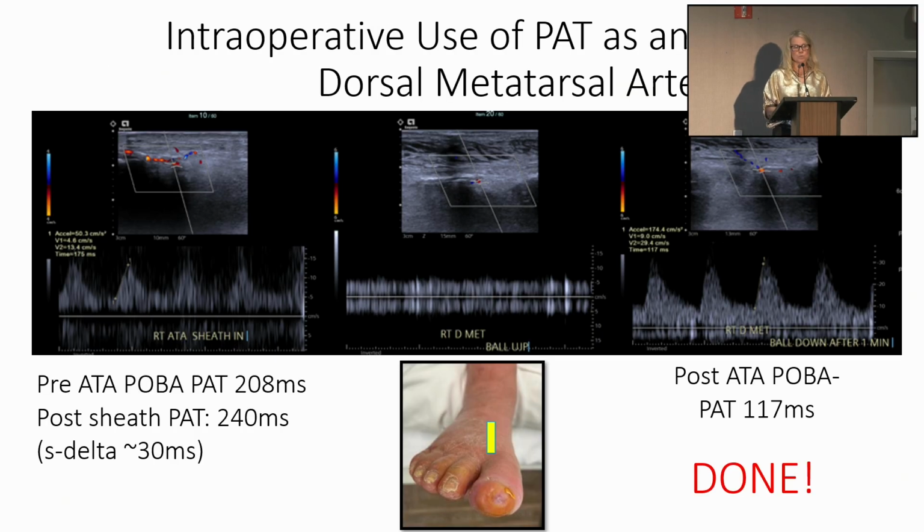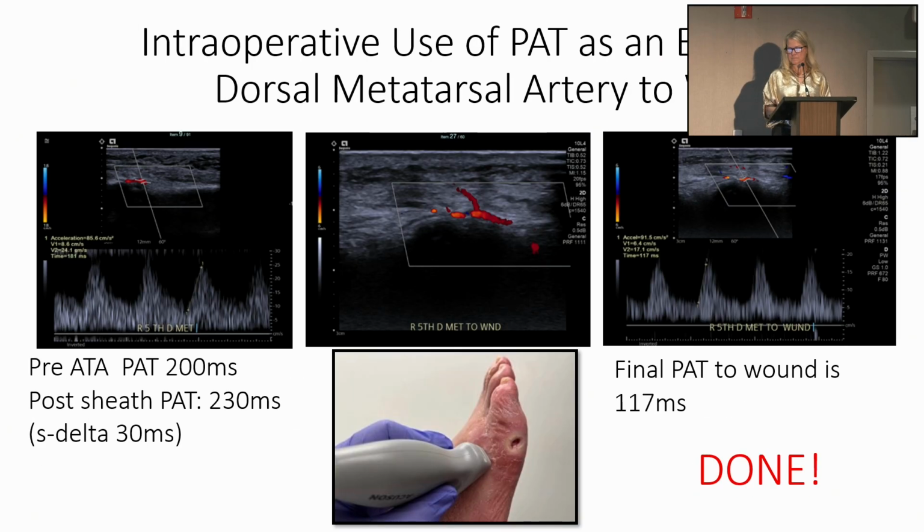And so we're going to use PAT on the table to determine if we've done enough for this first toe wound. So pre-procedure was class 3 PAT. Post-balloon angioplasty on the table is class 1. And then I'm quickly going to go to this lateral foot wound, and we get the same result, class 3 to class 1. So literally in 20 minutes, we've addressed 2 wound beds very quickly.